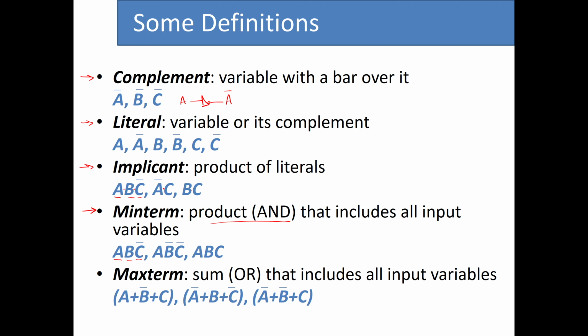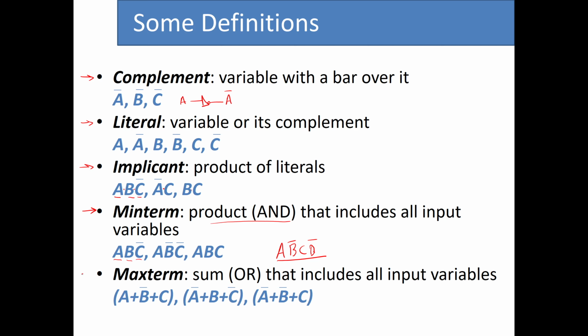And this is what is different between a minterm and an implicant. For the implicant, it wasn't necessary to have all the variables in the product. But for the minterm, we must have all the variables in the product. Let's say we have 4 input variables. In that case, an example minterm could be A, B bar, C, D bar, for example, right? So this is a valid minterm for a 4 variable circuit.